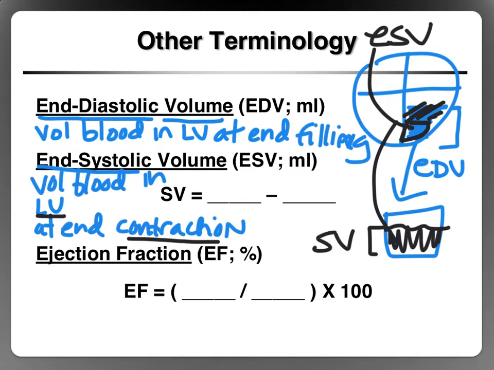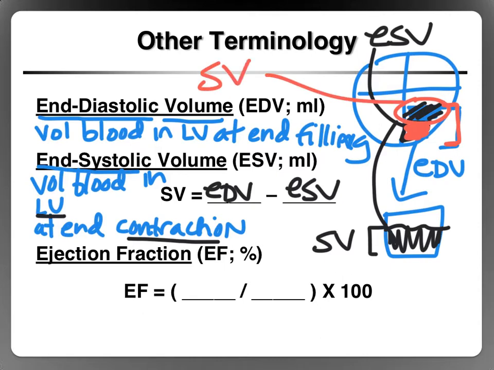So you can easily calculate one of these three factors if you knew the other two. Stroke volume is end diastolic volume minus end systolic volume. So here's your end diastolic volume. You subtract the end systolic volume, and you're left with stroke volume. I'll show you another picture of that on another slide.